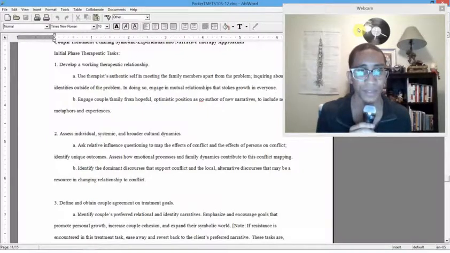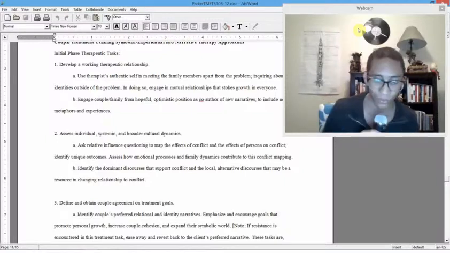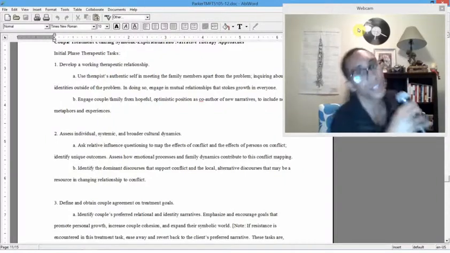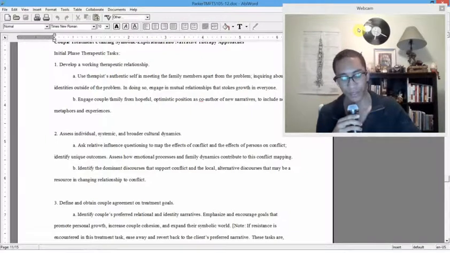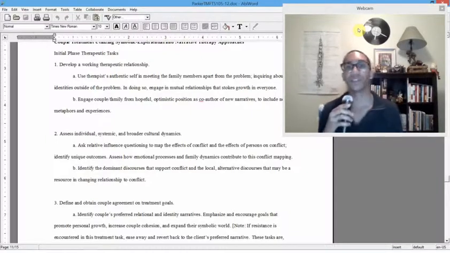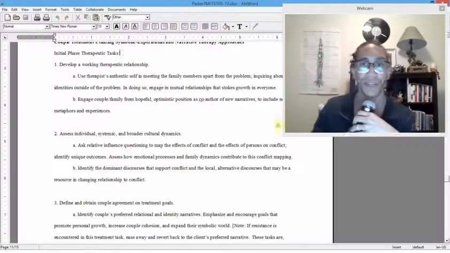So identify unique outcomes, assess how emotional processes and family dynamics contribute to this conflict mapping. Conflict mapping is pretty much just to say, like, this happens and this happens and this happens, and this is how things play out, just to have the narrative of it. So during the assessment phase, you want to figure out how the conflicts are coming about.